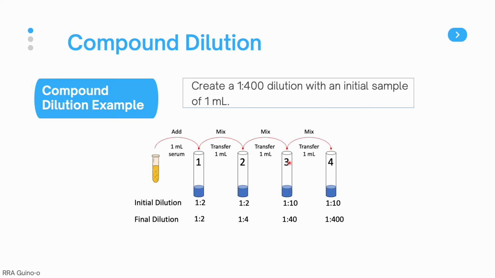After, transfer 1 ml from tube number 3 to tube number 4. And again, tube number 4 is a 1:10 dilution. That means this already has 9 ml of diluting fluid in the tube. And we multiply our initial dilution, 1:10, by the previous dilution, 1:40. That gives you a final dilution of 1:400.